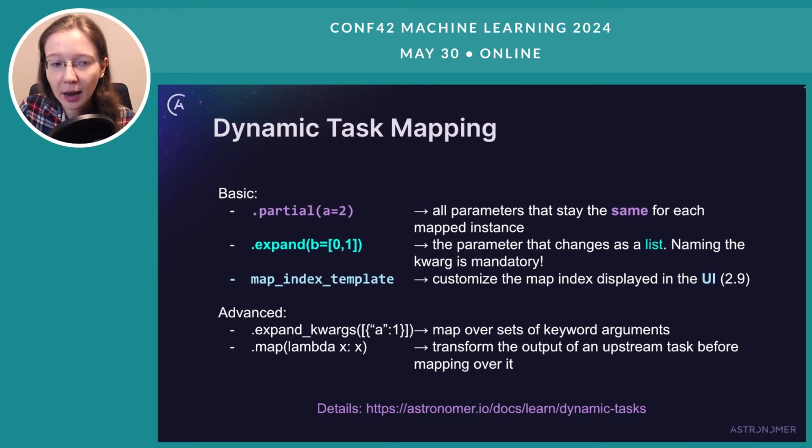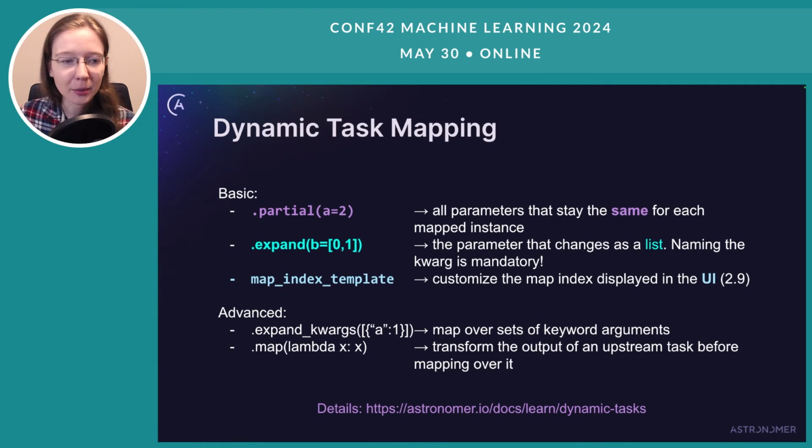Of course, here I hard-coded a list. This could be the output of an upstream task, and that's how you can create these dynamic pipelines. One thing to note, it's important that you name the keyword argument here. You have to say B equals. You cannot forget that, otherwise you will get a DAG input error, but the error tells you specifically what you did wrong in this case.